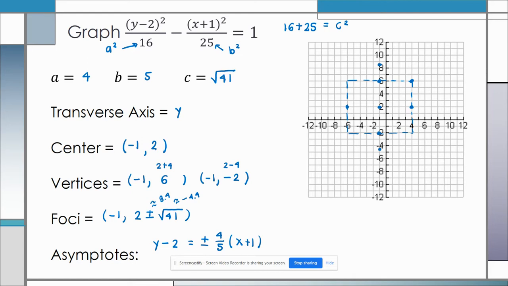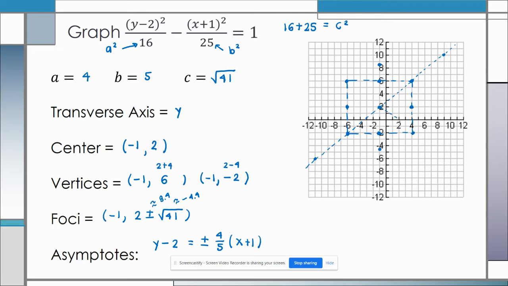Notice that if I think about my slope of 4 over 5, from that corner I can go up 1, 2, 3, 4, and then over 1, 2, 3, 4, 5, and continue extending that. And then from the center, I know I'm at the corner, and I go down 1, 2, 3, 4, over 1, 2, 3, 4, 5 to continue that asymptote. And then I can do the same thing with the other corners.